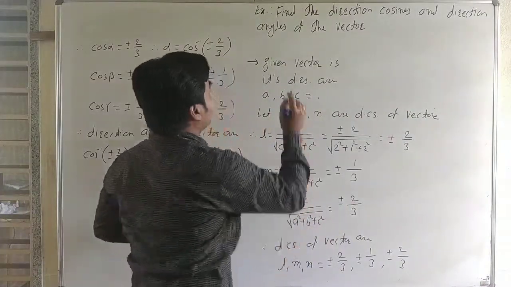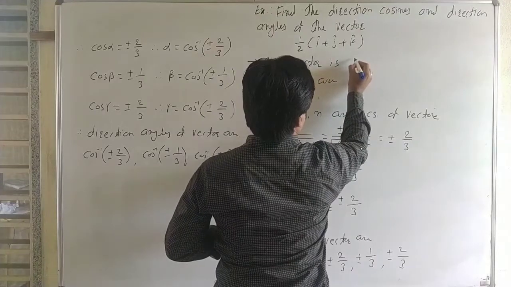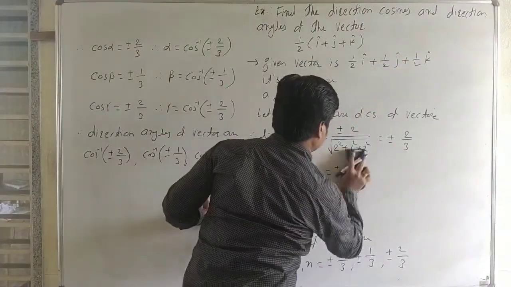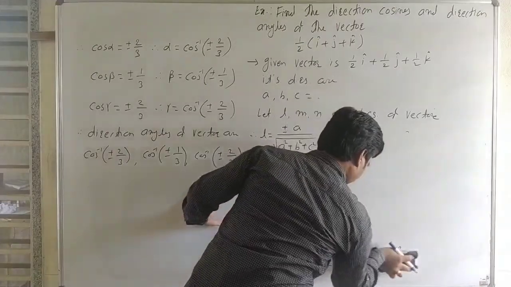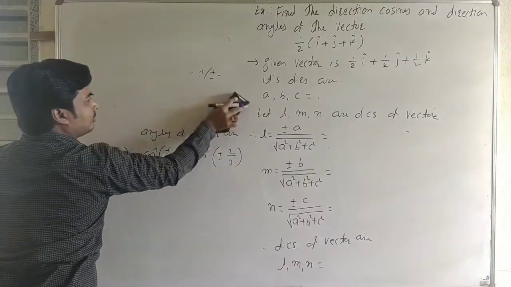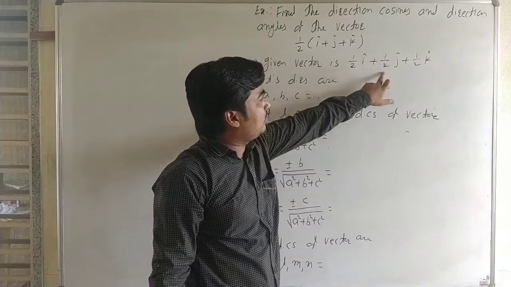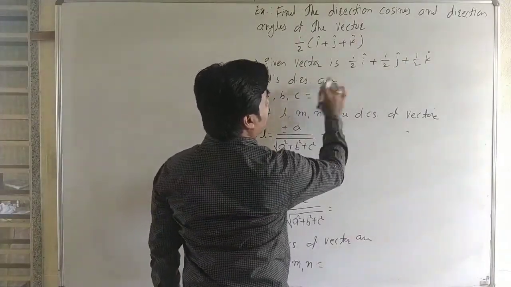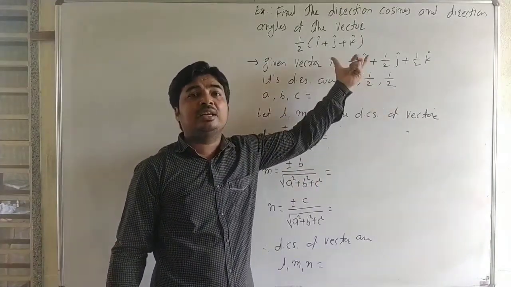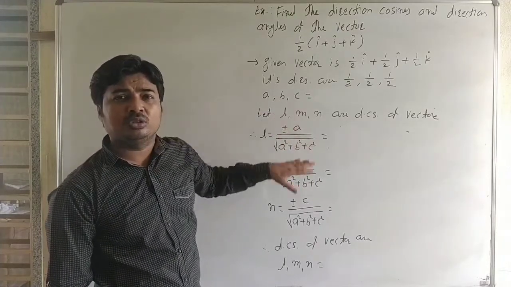Here the given vector is 1 by 2 i cap plus 1 by 2 j cap plus 1 by 2 k cap. Then the direction ratios of the vector are 1 by 2, 1 by 2, 1 by 2. These are the A, B and C, the direction ratios. We can take them as they are, but then we have to write 1 by 2 square, 1 by 2 square, 1 by 2 square under the root. So the calculation becomes a little difficult.